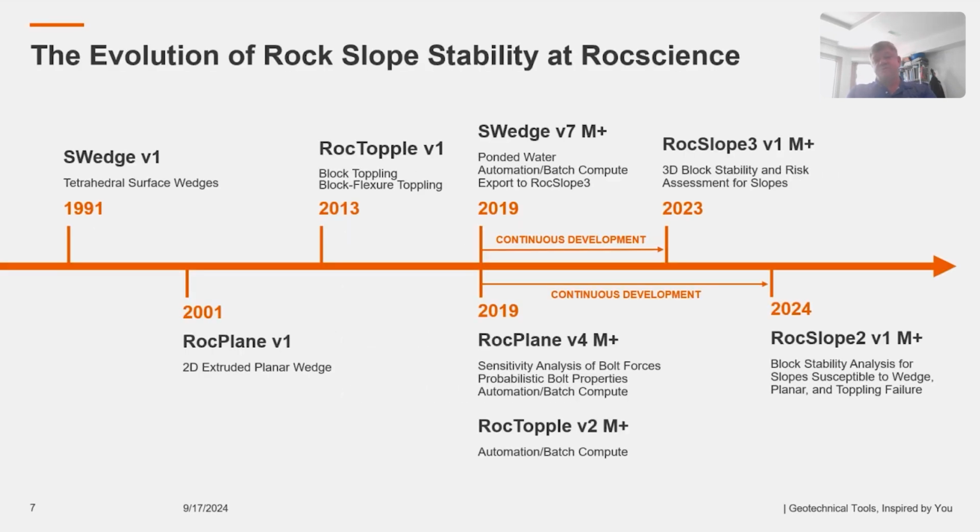Okay, so the evolution of rock slope stability at Rocscience. It does go back to the late 1980s with Evert Hoek and John Curran at the University of Toronto. I was a graduate student back then. And in 1991, we developed and released the very first version of SWedge.